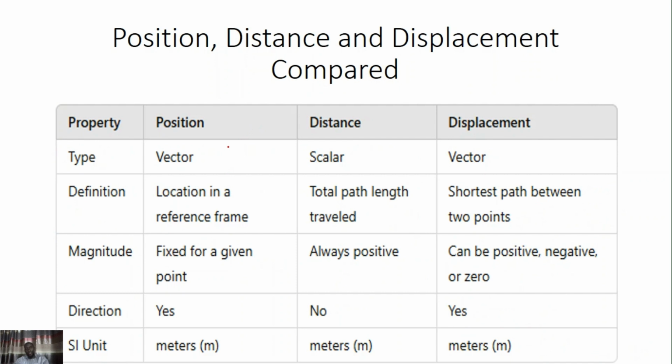This table shows the difference between position, distance, and displacement. You can see that position and displacement are vector quantities because they have both magnitude and direction, while distance is a scalar quantity. Okay, and don't forget their definitions. Also, the magnitude of distance is always positive. Take note of that. Okay, and position is usually fixed for a given point, while displacement can be positive, negative, or even 0. Okay, and vectors have direction, right? Take note of that, while distance, which is a scalar quantity, doesn't have direction. And their SI units are the same thing.